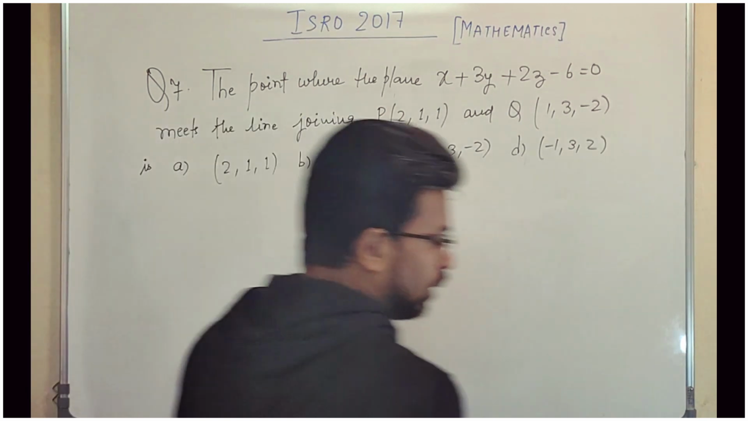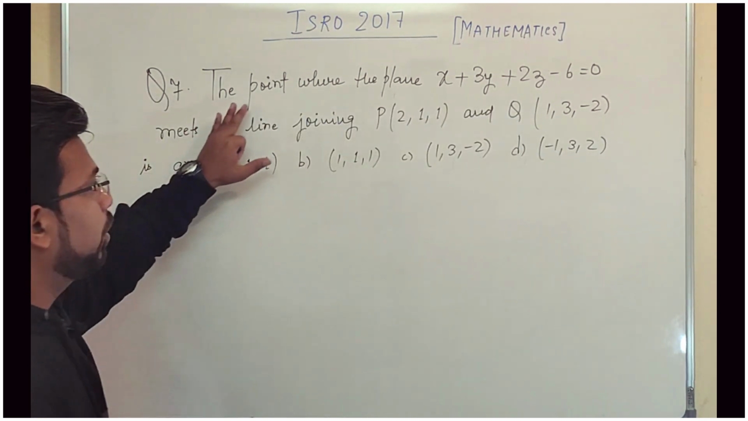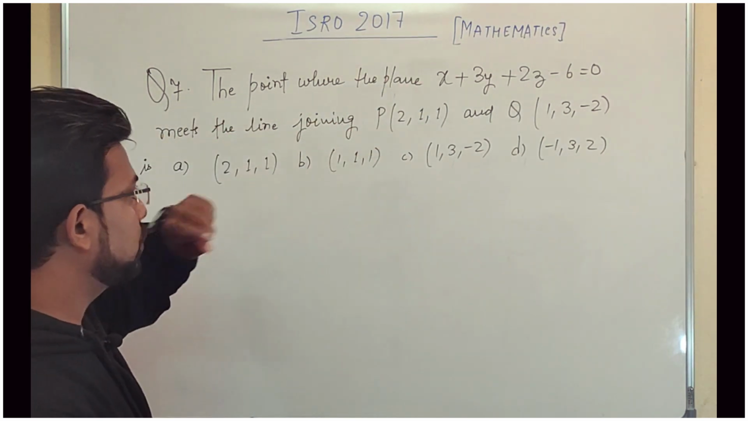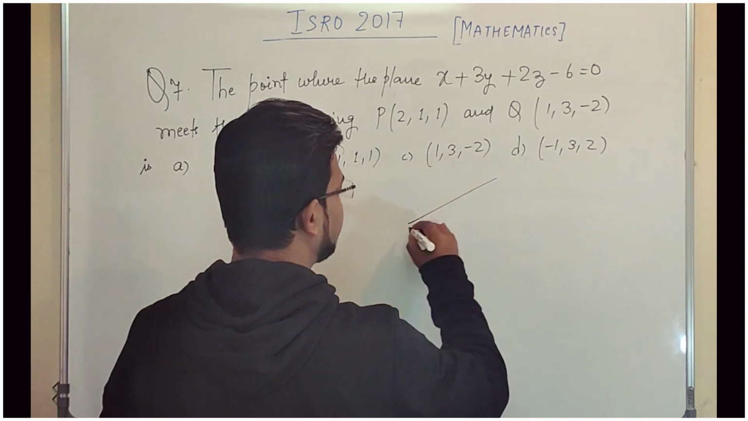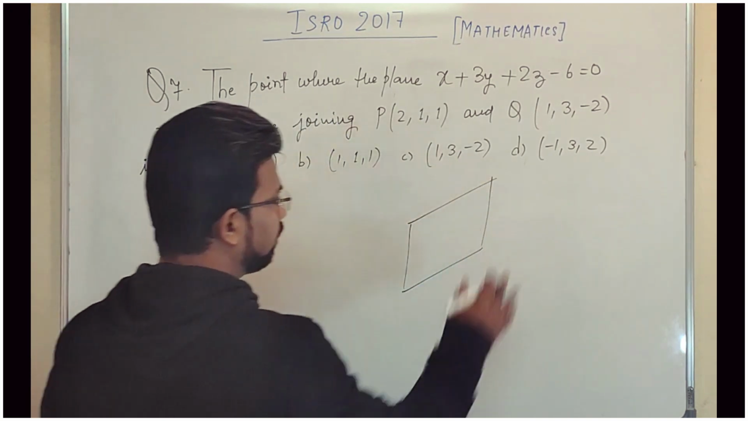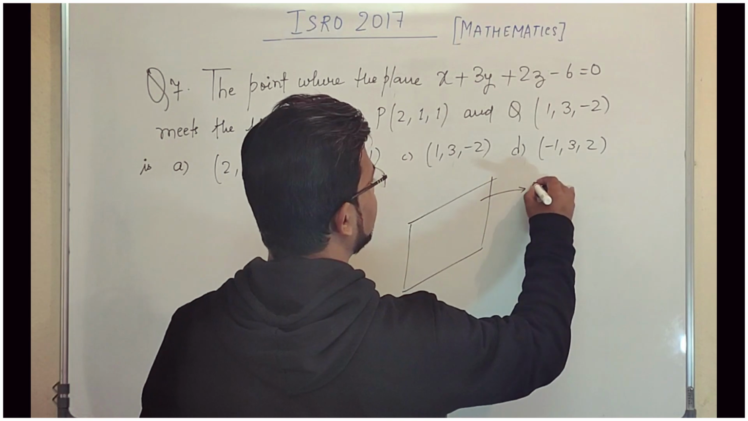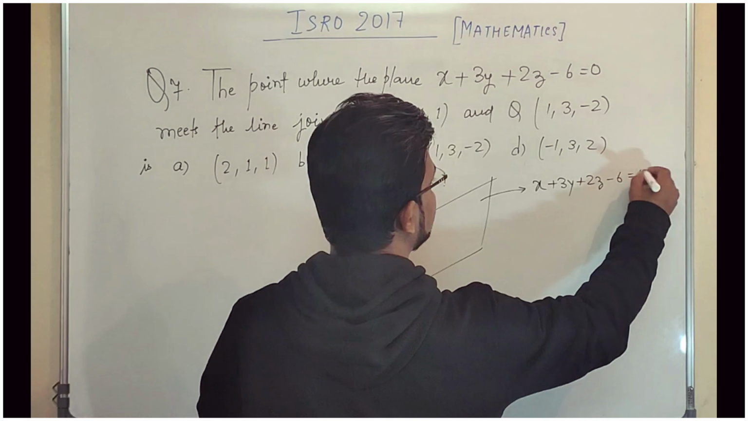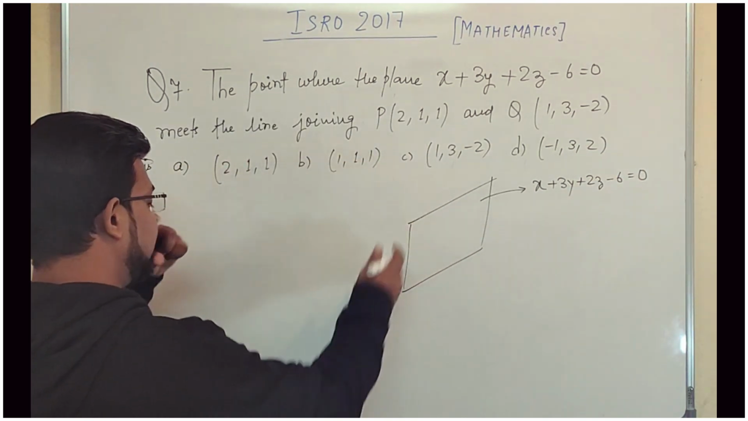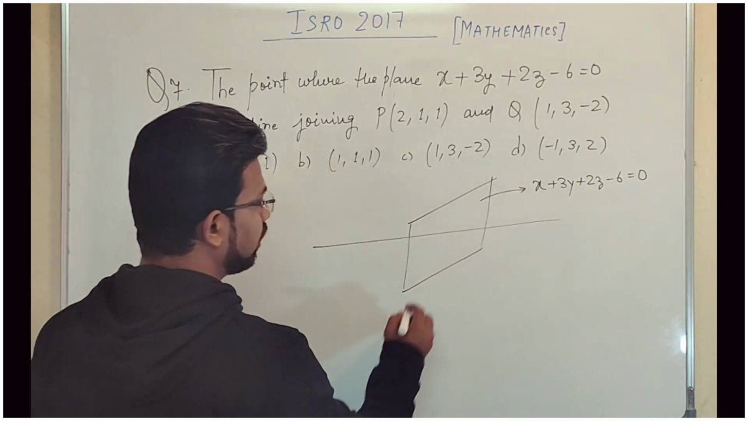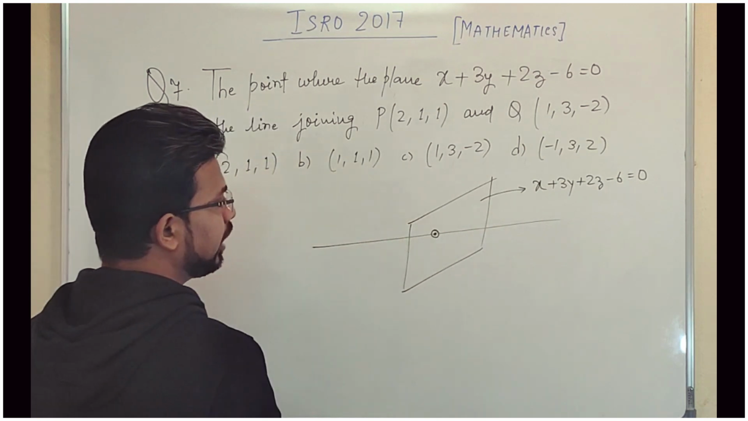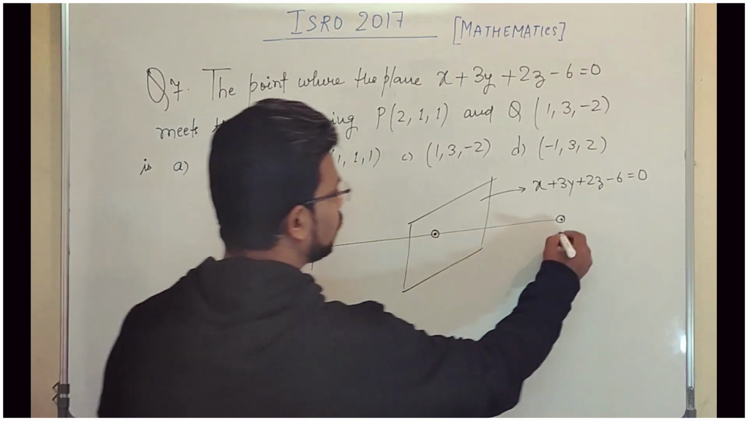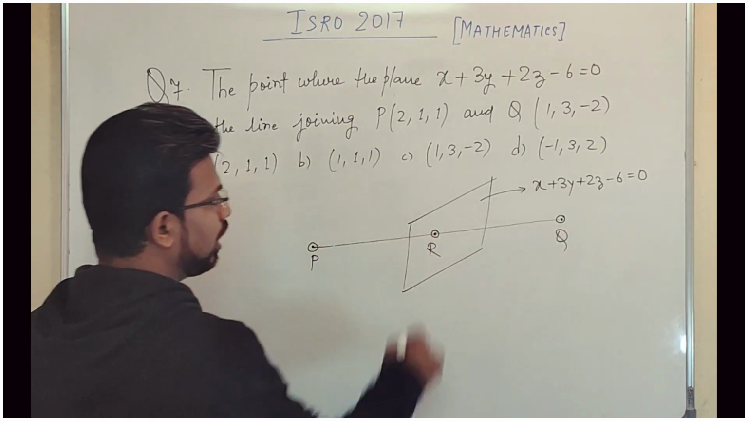Okay, so the question says the point where the plane, I have got a 3D plane out here and it meets the line joining this. So let us consider we have some plane, any random plane I have taken, and the equation for this plane is x plus 3y plus 2z minus 6 equals 0. Now this plane is actually meeting a line. So let's say we have got a line and this plane is cutting this line, and the line's points we have as P and Q. Let's say this point is R.